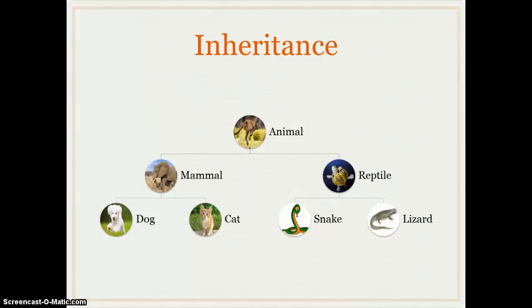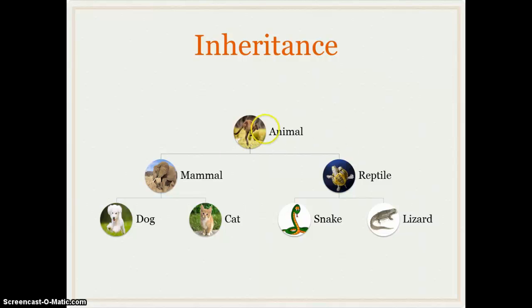The idea in Java and any object-oriented language is that everything is a part of something. So, for example, a cat is a mammal. A dog is a mammal. A mammal is an animal. Similarly, a lizard is a reptile. A snake is a reptile, right? So the idea of inheritance is very natural in the world around us, or at least hierarchy is natural in the world around us. And the same thing applies in programming.